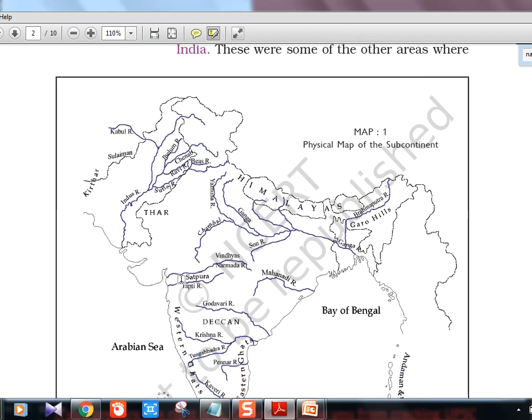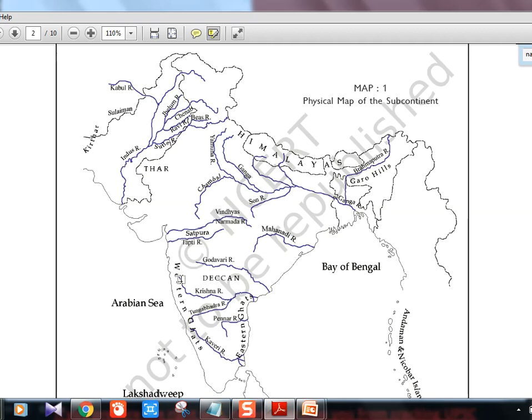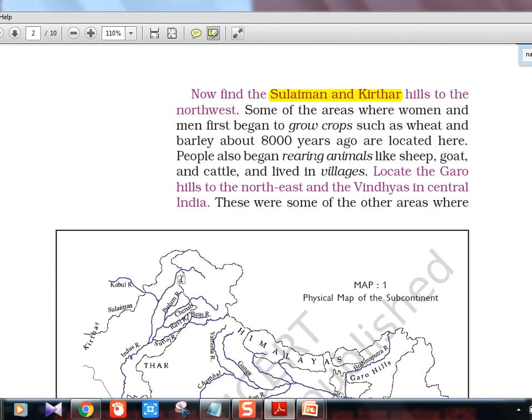So again, the physical map of the subcontinent is shown here. A lot of rivers are shown. In my geography series, I'm going into detail for all these things. Now just get the feel of the history NCERT too. So what else is given here?